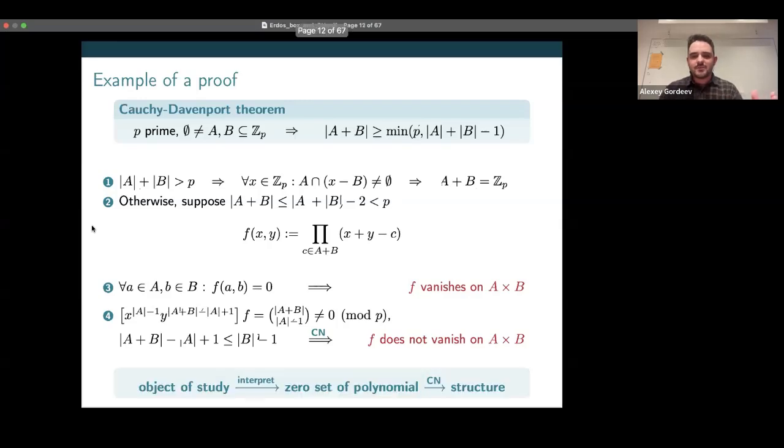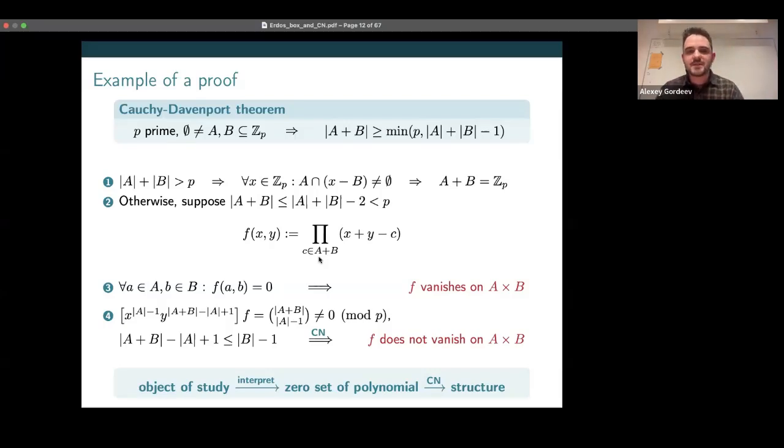Okay, so this is kind of how this theorem is usually used. You have some object which you are interested in. You interpret it somehow as a zero set of some polynomial, and then you employ combinatorial Nullstellensatz to get some structure on the zero set of this polynomial. This gives you information about the object you were studying. In this case, the structure is just the lower bound on the size of the object. We were interested in our sumset, and we just showed that it cannot be too small. But in the application that I will talk about later, this would be a more refined structure. It would be more interesting.